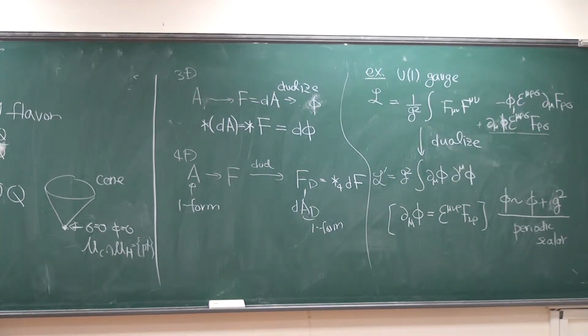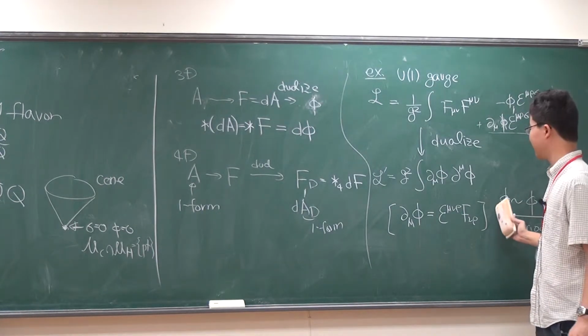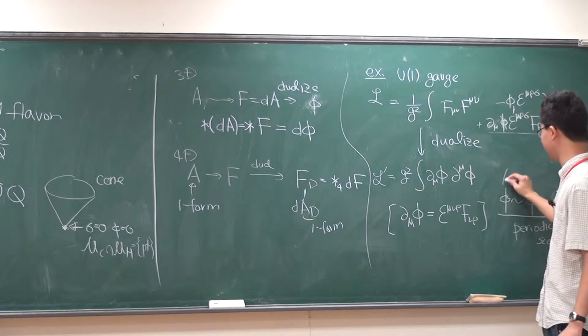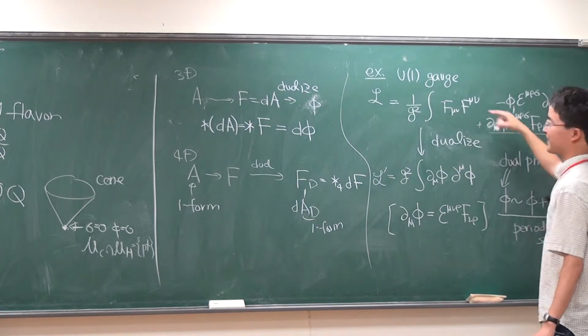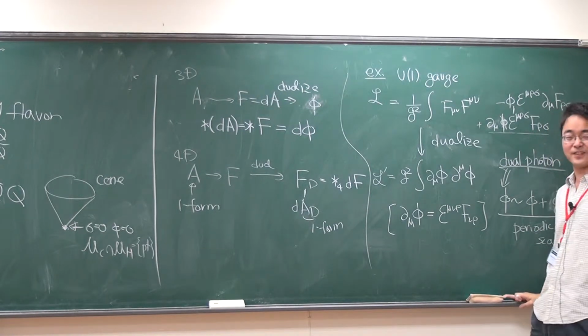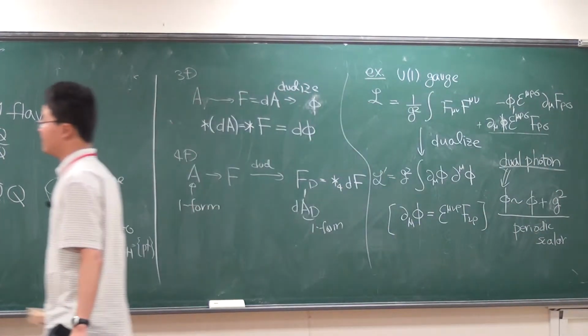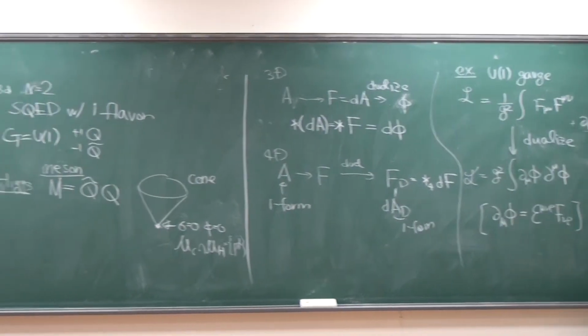Anyway, the reason I talked about this is that there is a natural variable which emerged in this process. This one is called the dual photon. Of course, the subtle thing is that this is periodic, so this itself has some ambiguity. However, you can cook up a natural operator: the monopole operator.